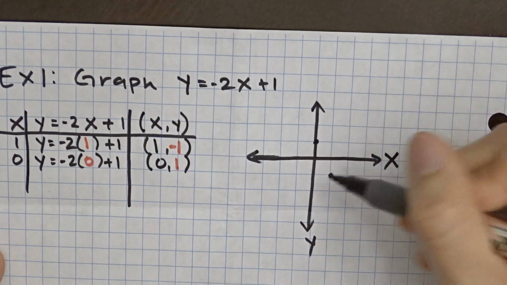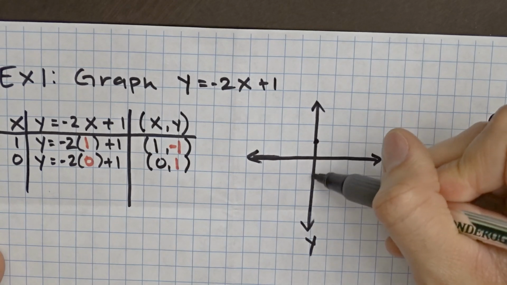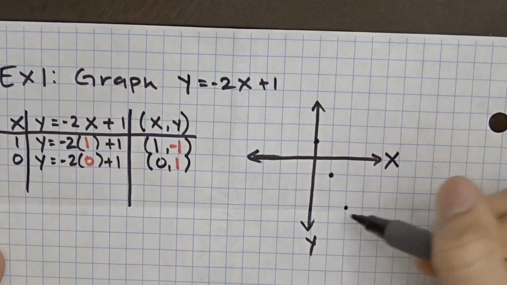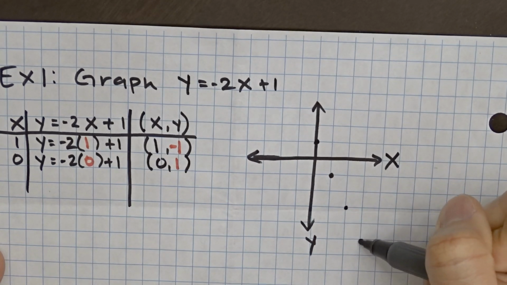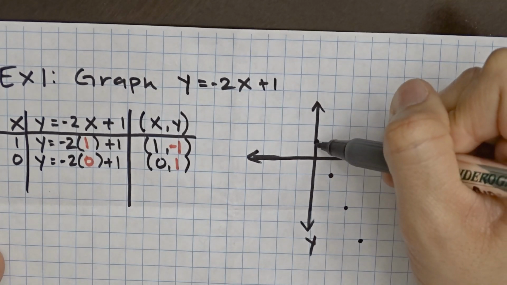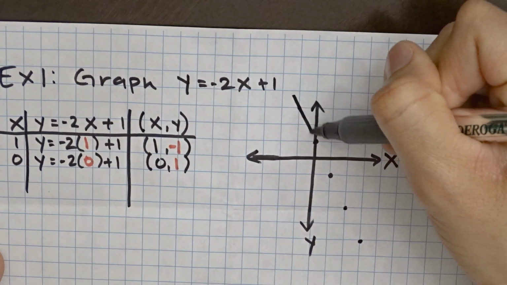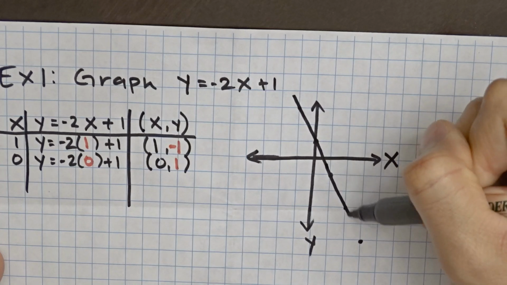So just to keep it straight, I'm going to look at the pattern. It looks like it's going down 2 over 1. Down 2 over 1. I'm going to fill in a couple more points to make it straight. Down 2 over 1. Keep the pattern going. Same thing here. Go left 1, up 2. That way as you're sketching this, you don't go crooked.